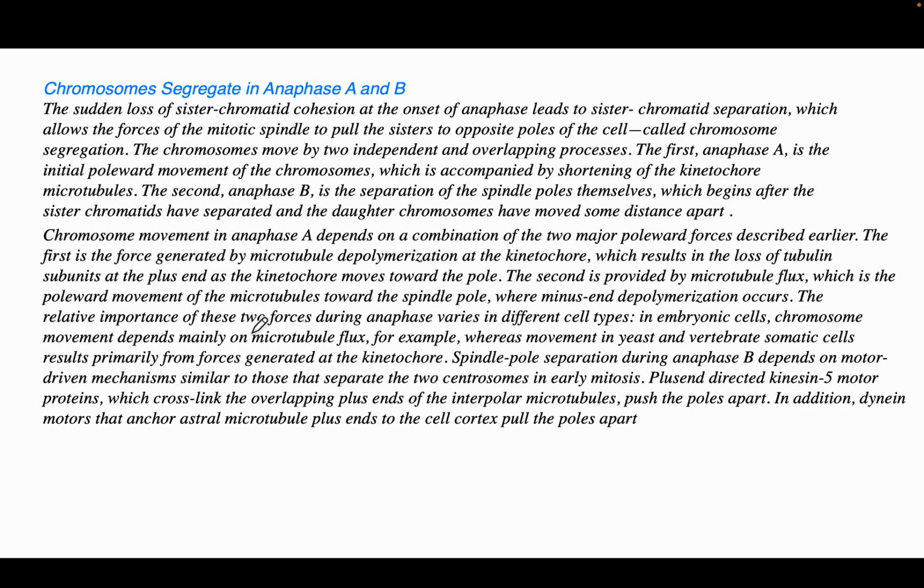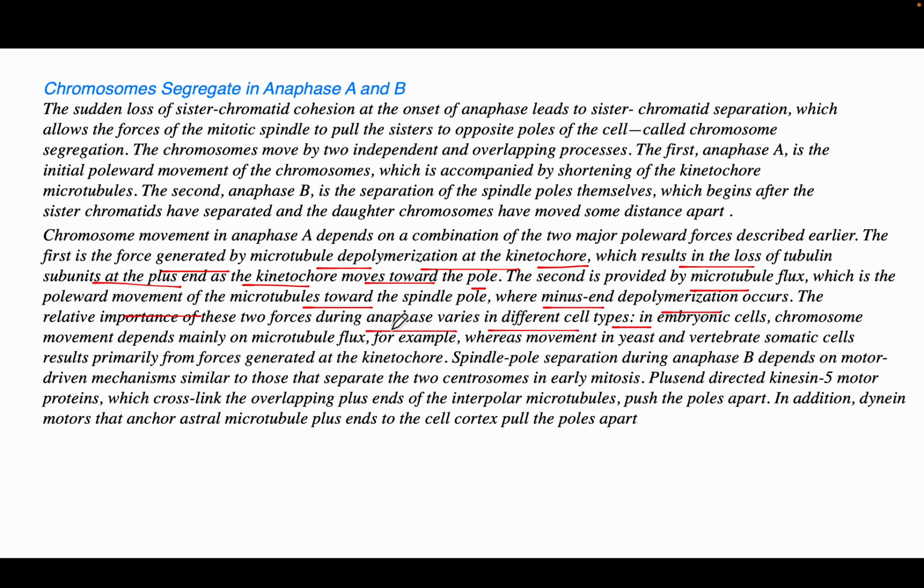Chromosome movement in anaphase A depends on a combination of two major poleward forces. The first is force generated by microtubule depolymerization at the kinetochore, which results in the loss of tubulin subunits at the plus end as the kinetochore moves towards the pole. The second is provided by the microtubule flux, which is the poleward movement of the microtubules towards the spindle pole, where minus end depolymerization occurs.